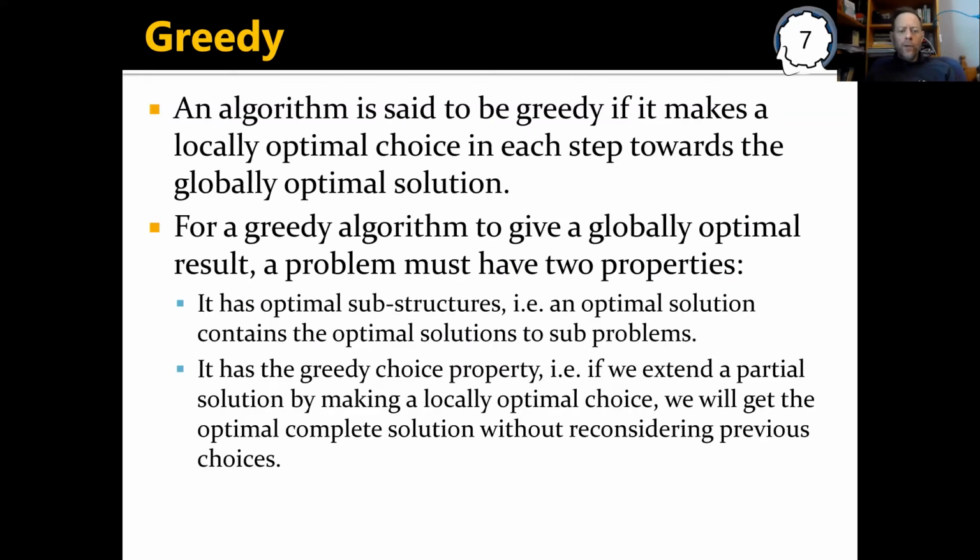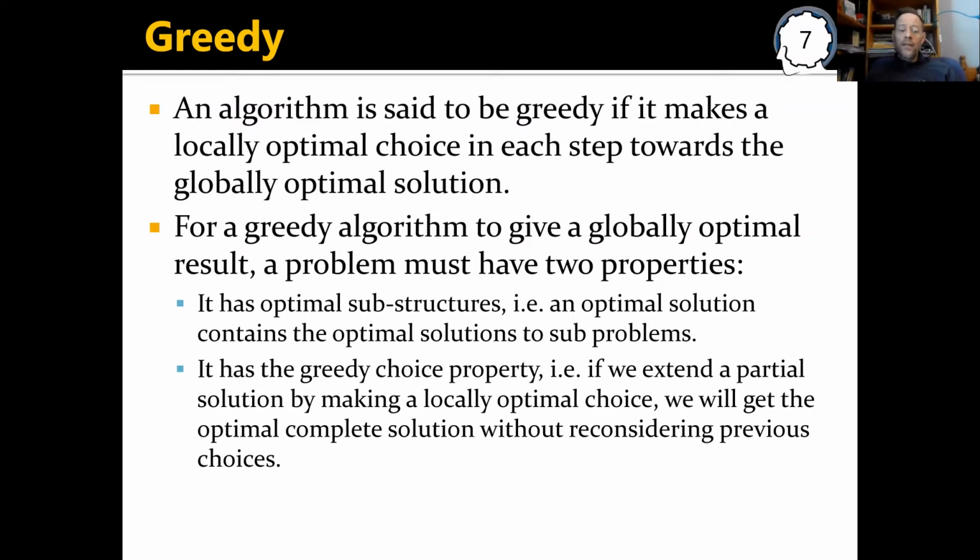And in order for a greedy algorithm to work, there are two properties that it needs to have. First of all, it needs to have optimal substructure, which means that an optimal solution contains the optimal solutions to subproblems. So the solution to a problem of size n will contain the optimal solutions to all the smaller problems, so every problem of size 1, 2, 3, 4, 5 up until n. This is the first, called optimal substructure.